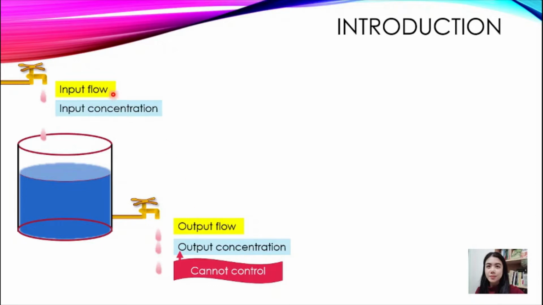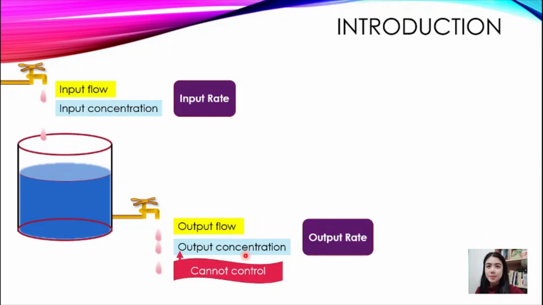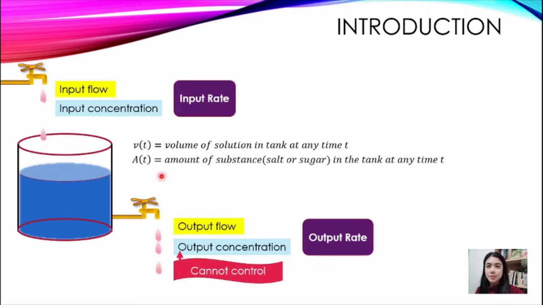When you multiply the input flow with the input concentration, you will get something called the input rate. And if you multiply the output flow with the output concentration, you will get something called the output rate. Let's assume that V(t) is the volume of solution in the tank at any time t, and A(t) is the amount of substance, which could be salt or sugar, in the tank at any time t. Then the rate of change of the substance, dA/dt, will be equal to the input rate minus the output rate.